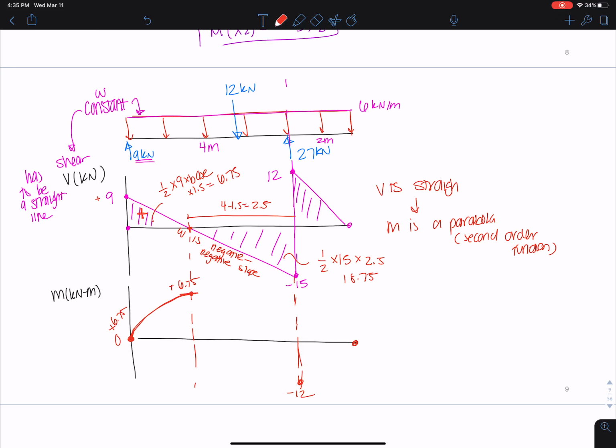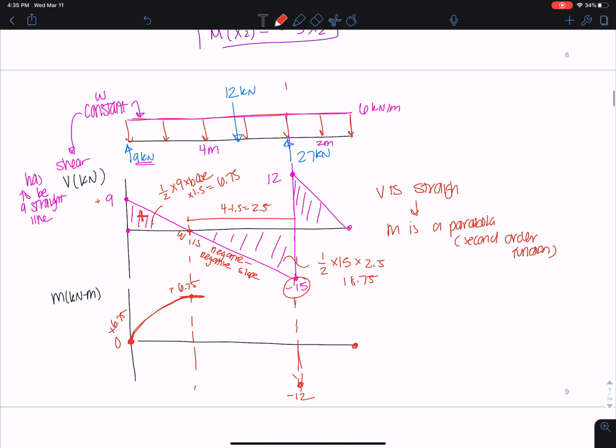So I took 6.75, and now I know it has to start from 0 slope here, and I get increasingly more negative slope. Why do I know it's a negative slope? Because here it tells me the value is negative 15.